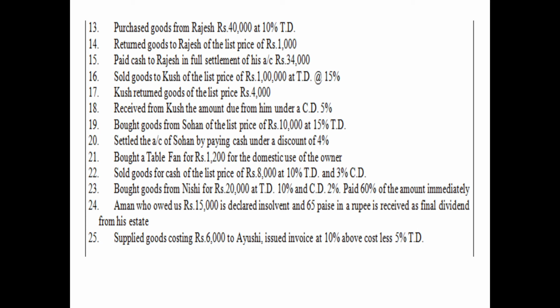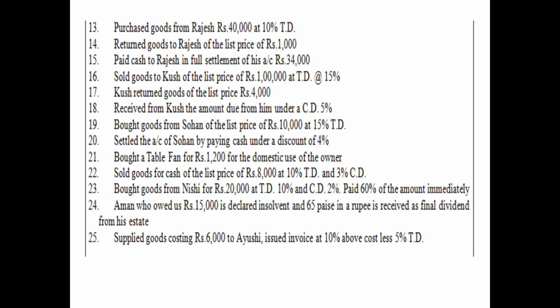That means here in this case, trade discount of 10% first of all will be calculated on 20,000, which is coming to 2,000. So ultimately the value for the goods purchased from Nishi will be 18,000. Out of this 18,000, 60% will be paid immediately. So first of all we will take out how much is paid immediately, and 40% will be paid later on. That means 7,200 will be paid later on. That will be credited to creditor, that is Nishi.